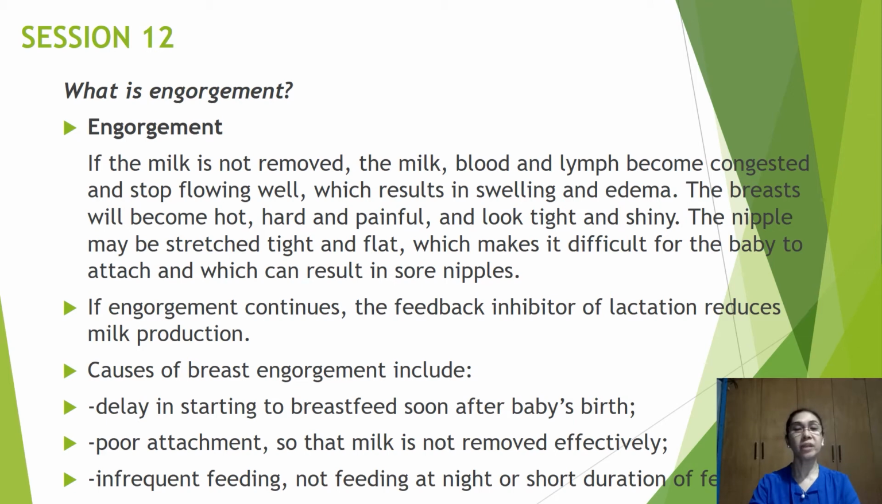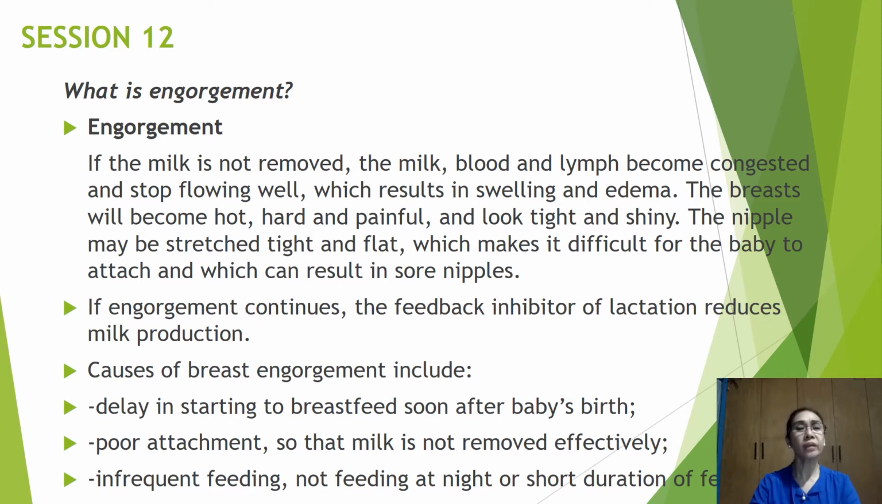How about breast engorgement? If the milk is not removed, the milk, blood, and lymph become congested and stop flowing well, which results in swelling and edema. The breasts will become hot, hard and painful, and look tight and shiny. The nipple may be stretched tight and flat, which makes it difficult for the baby to attach and which can result in sore nipples. If engorgement continues, the feedback inhibitor of lactation reduces milk production.